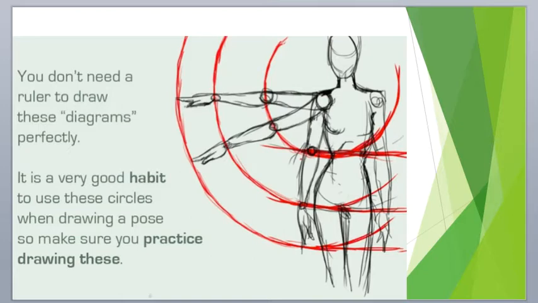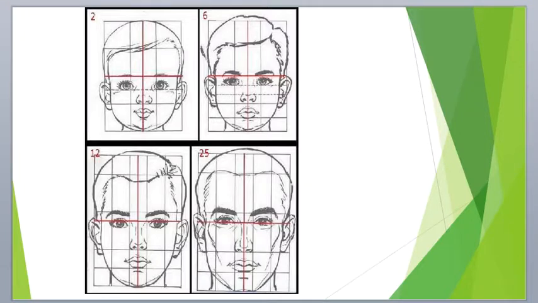Last class, we learned about the proportion of drawing a head. Today, what I want you to do is practice drawing this head. I want you to draw everything that you see here as well. I want you to put a 2 there. 2 represents 2 years old. 6 means 6 years old. 12, around 12 years old. And 25, it's an adult. So when it's an adult, this is what you did.